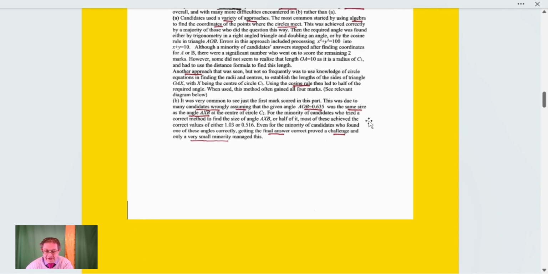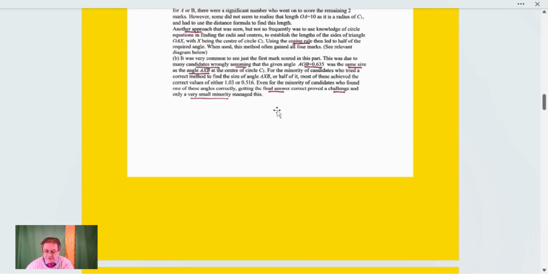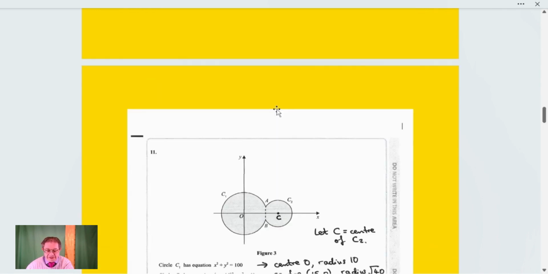Even the minority of candidates who found the angles correctly, getting the final answer proved a challenge, and only a very small minority managed this. Lots of opportunities here to make sure that we can do the things that other candidates can't.